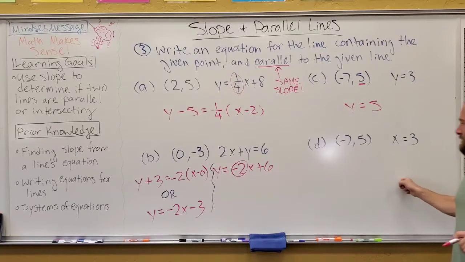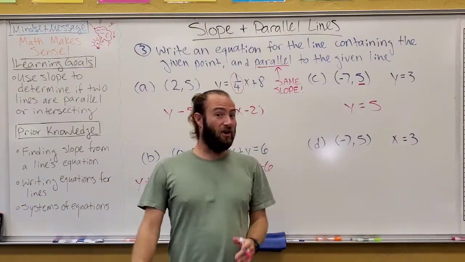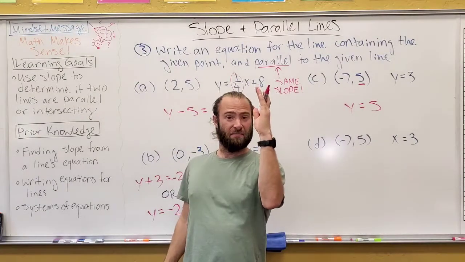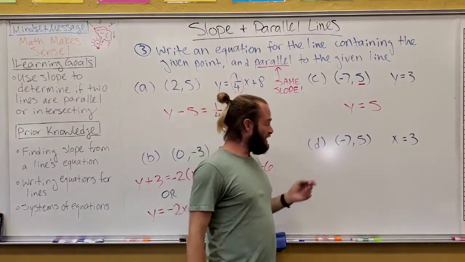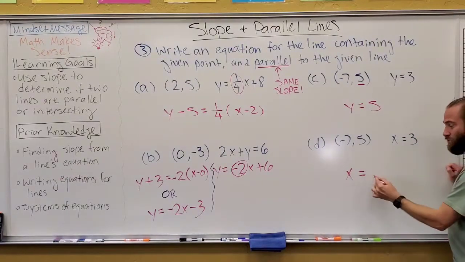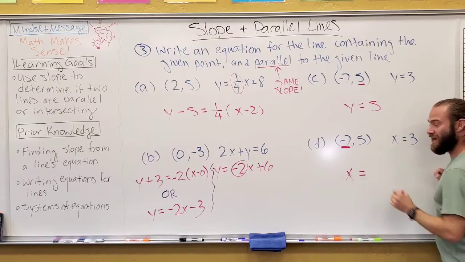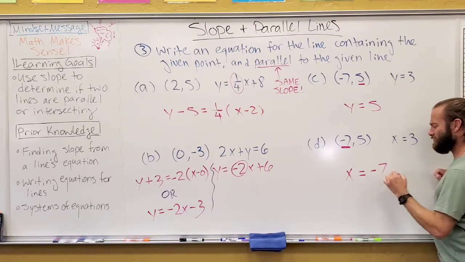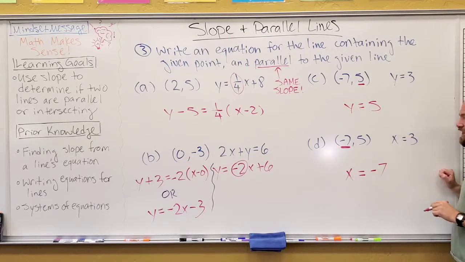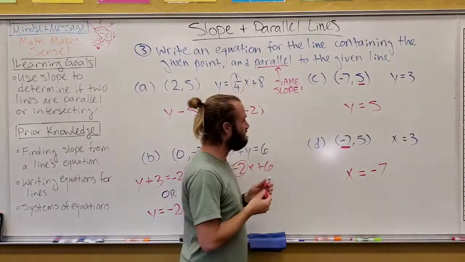Now this one's really similar, but instead the equation is x equals something. And recall that that means it's a vertical line. And if that's a vertical line, then any parallel line to it must also be of the form x equals a number. But in this case, the number that we want is the x-coordinate. So x equals negative 7 will be parallel to x equals 3. They'll both be vertical, but just at different locations.